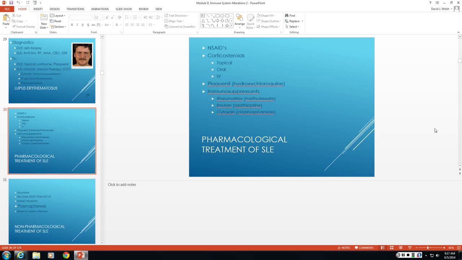Some other things they're going to also use are NSAIDs, like we talked about, and corticosteroids. It could be topical, oral, or IV. The Plaquenil, immunosuppressants, so your Rheumatrex, Imuran, or your Cytoxan, all these can be used for treatment of SLE.